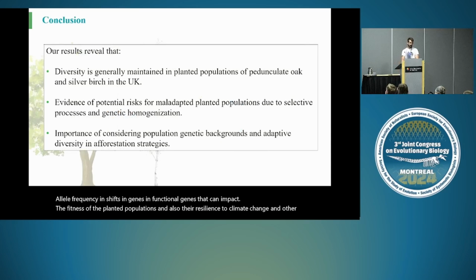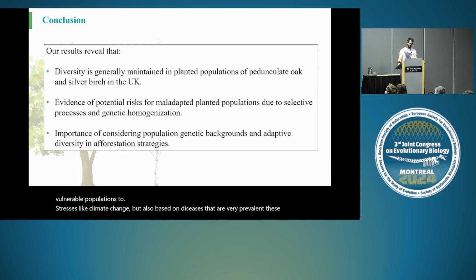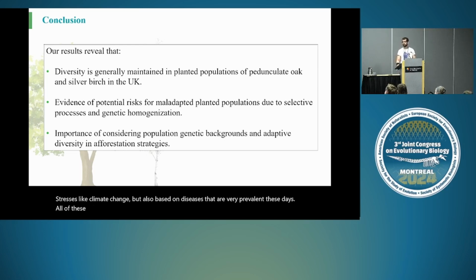So in conclusion, our results reveal that diversity is generally maintained in planted populations of pedunculate oak and silver birch in the United Kingdom, yet there is some evidence of potential risks for maladapted planted populations, which can result in more vulnerable populations to stressors like climate change, but also pests and diseases that are very prevalent these days. All of this underscores the importance of considering population genetic background and adaptive diversity when conducting afforestation efforts.